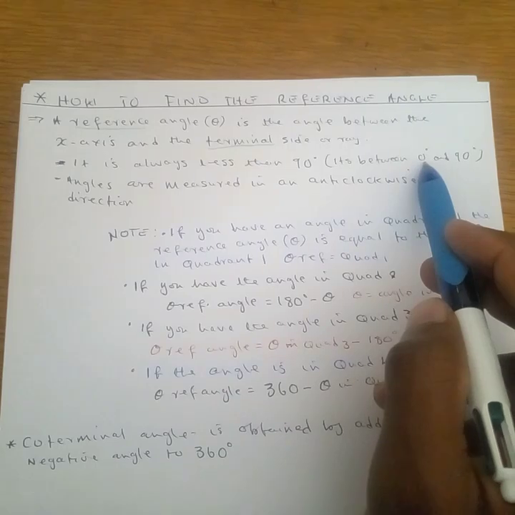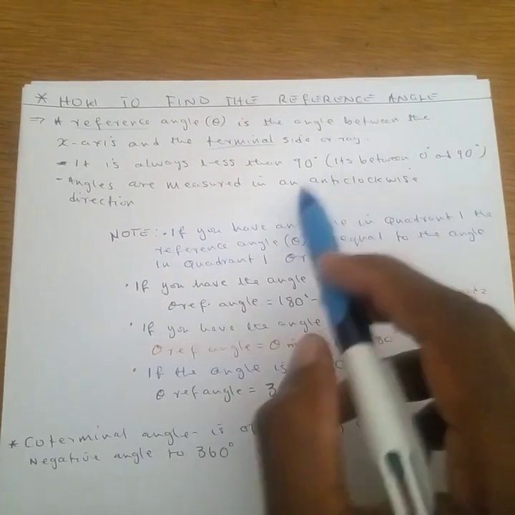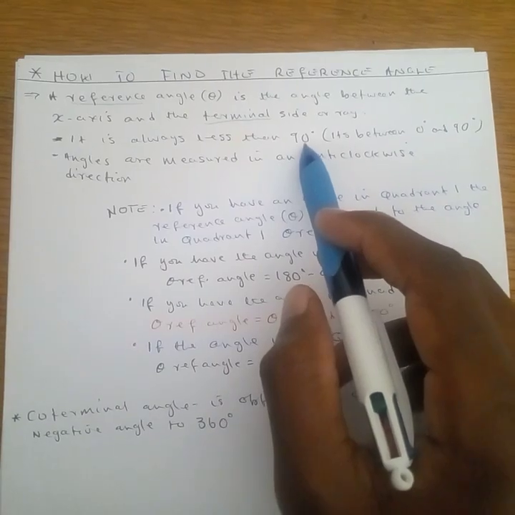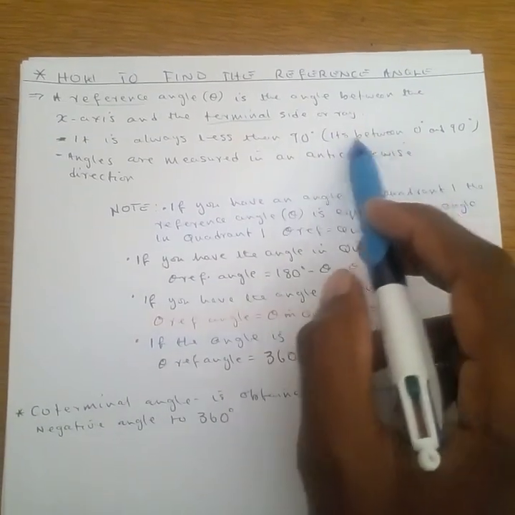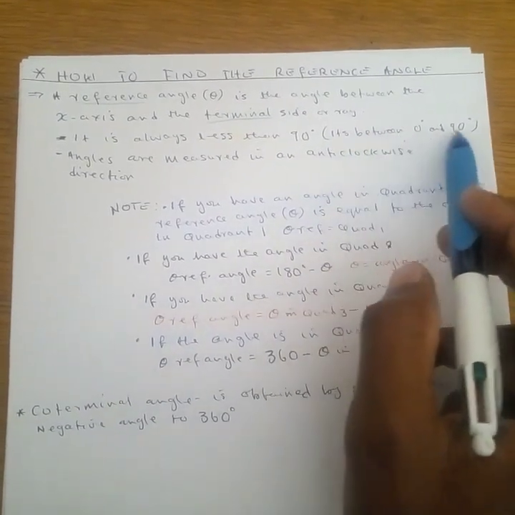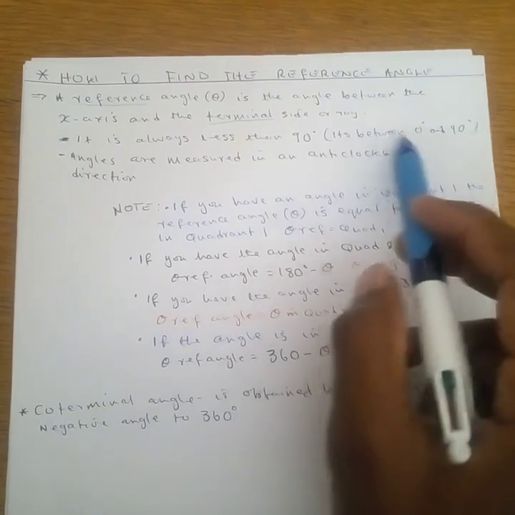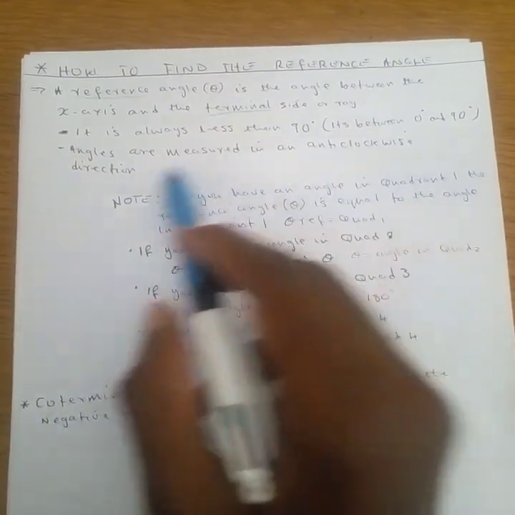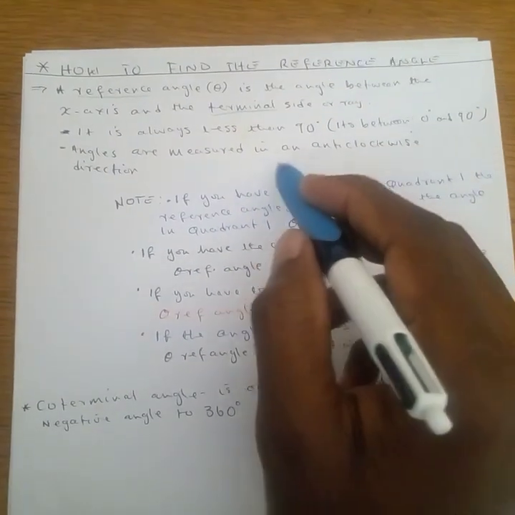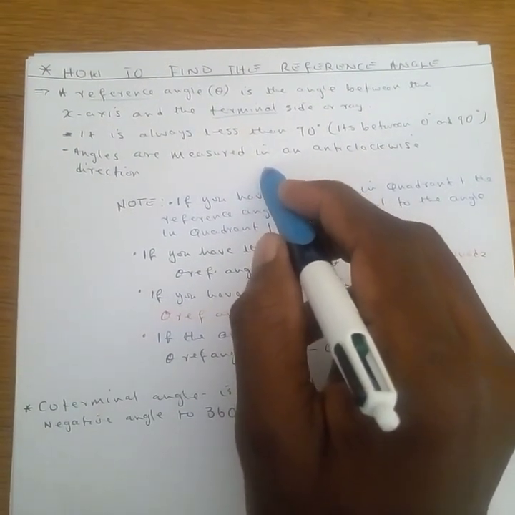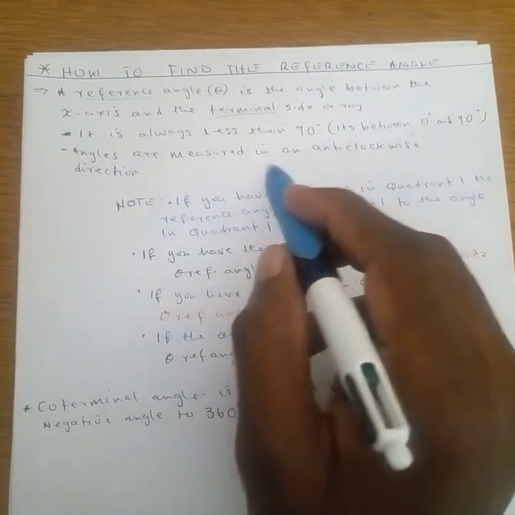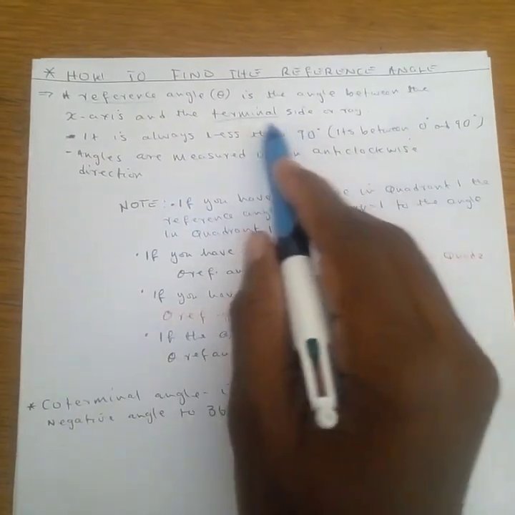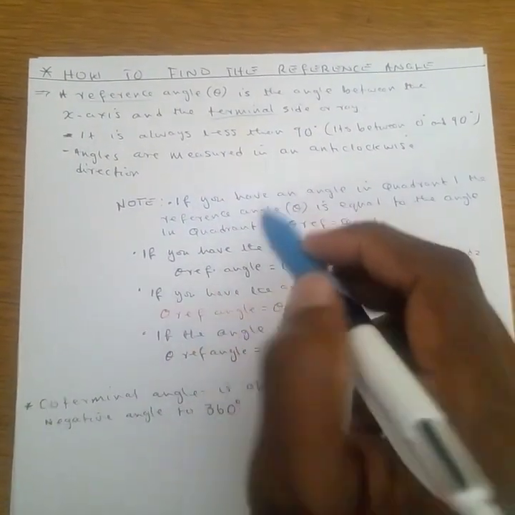It's between 0 degrees and 90 degrees. So no matter how big the angle is that you have been given, if you are told to find the reference angle, just know that it will be between 0 and 90 degrees. It cannot be greater than this. Angles are measured in an anti-clockwise direction. Now remember, most of the time we find angles in a clockwise direction, but in this case angles are measured in an anti-clockwise direction like this. That's how we measure angles.